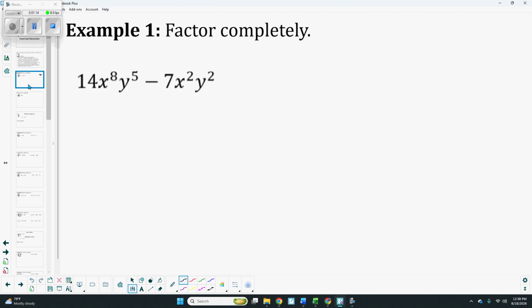So this one is factor completely. I only have 2 terms, but it's not cubes or squares or anything like that. So I'm just going to look for a GCF. The biggest number out of 14 and 7 that we could pull out is 7.